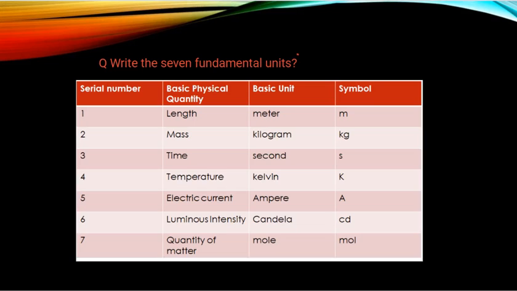Now in our last class we discussed the 7 types of fundamental units, the most basic units on the basis of which we can express the other physical quantities. Like the first fundamental unit was length, whose symbol was meter, represented by m. Next is mass, measured in kilogram, symbol kg.